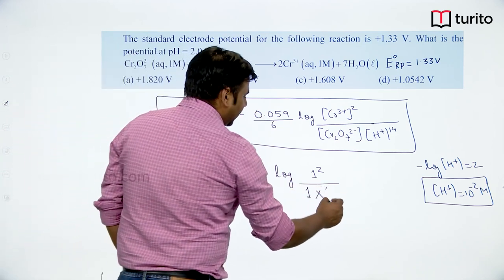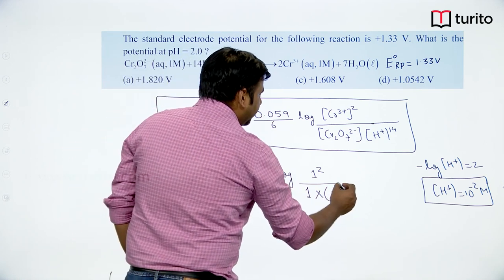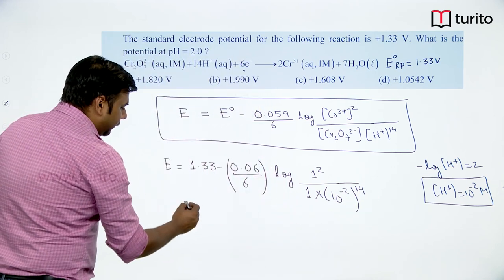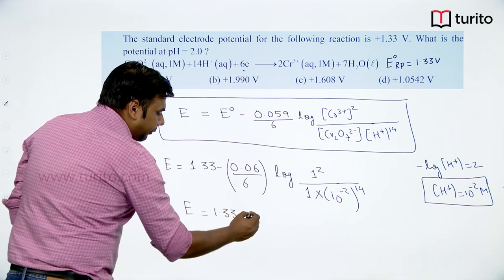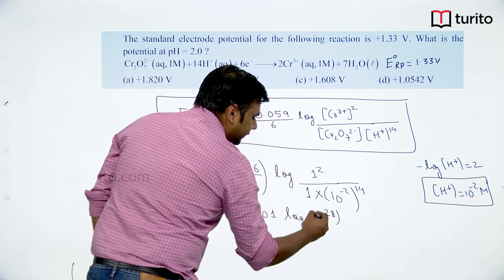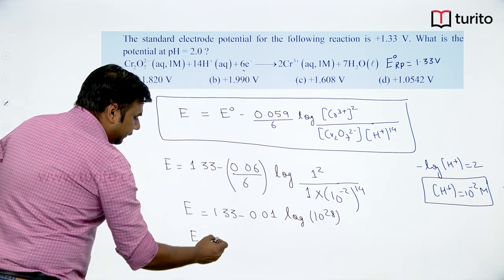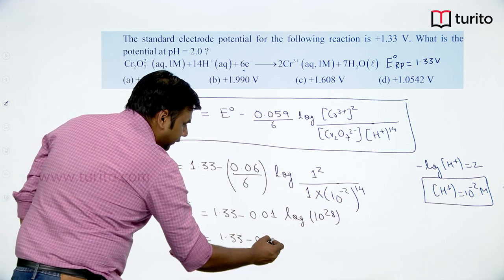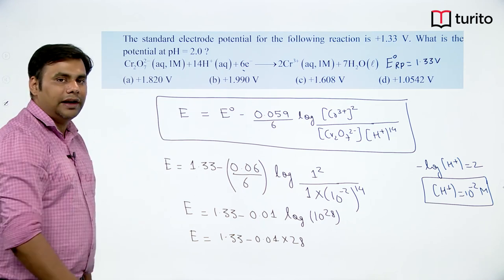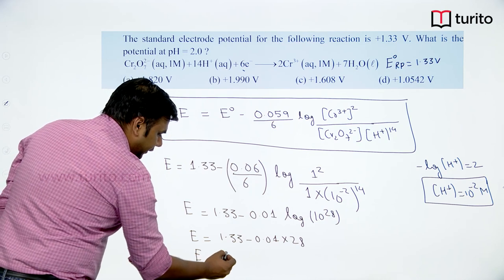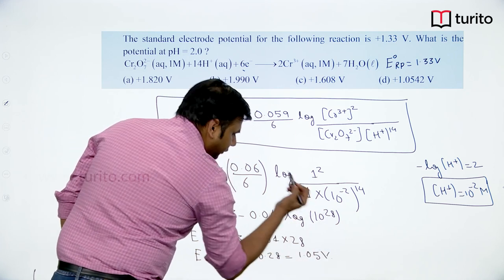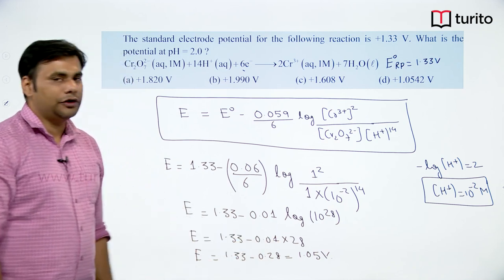So, the concentration of H plus ion is 10 raised to the minus 2. The stoichiometry of H plus is 14. So, this will become 10 raised to the minus 2 raised to the power 14. So, E of this half cell would become 1.33 minus 0.01 into log of 10 raised to the power 28. Log base 10 of 10 raised to power 28 is always 28. So, E of this would become 1.33 minus 0.28, which is equal to 1.05 volt. So, the EMF of this half cell would be 1.05 volt.